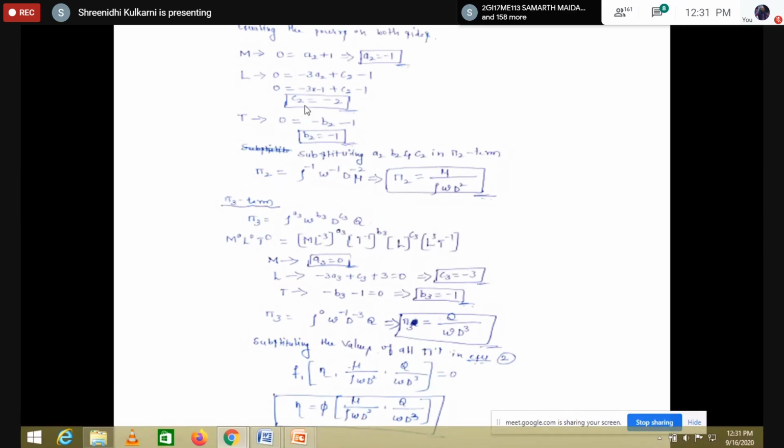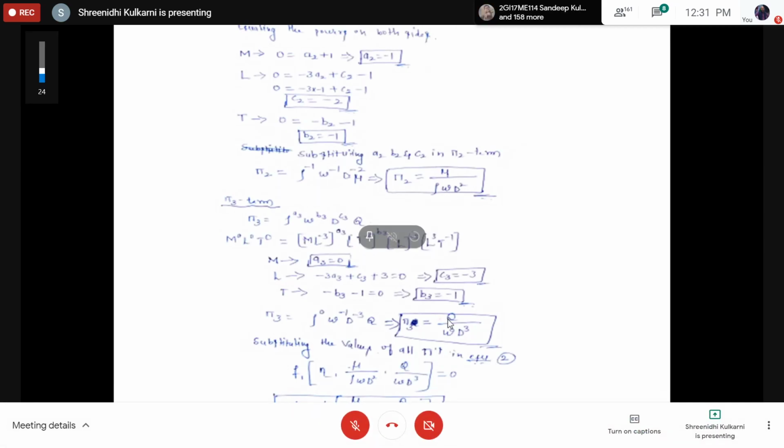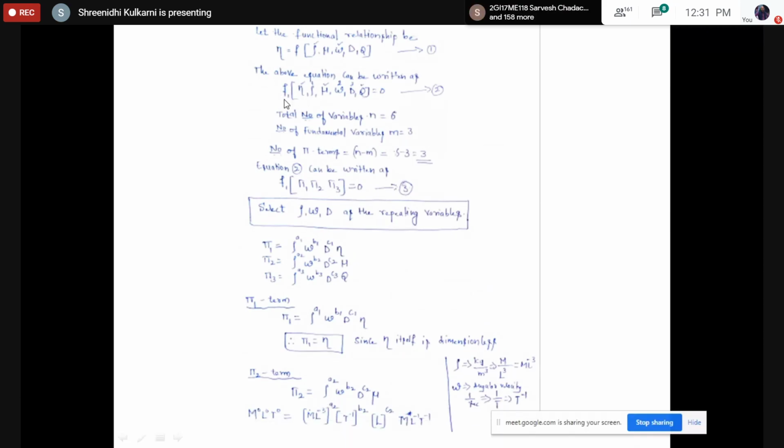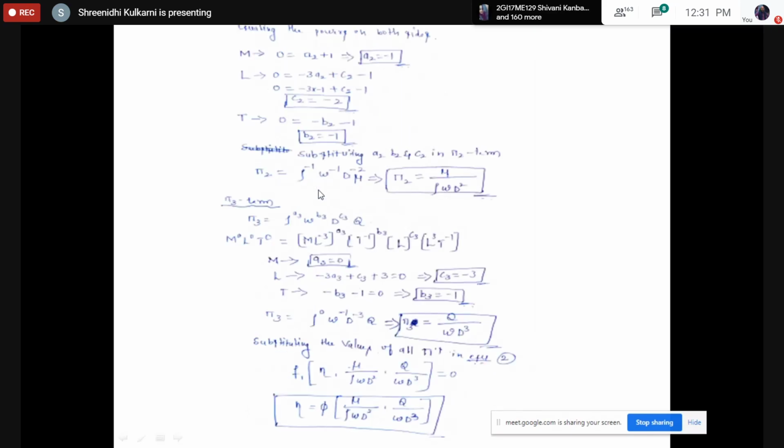Okay, so once we got pi 1, pi 2, and pi 3, these pi terms we have to substitute in equation 3. So what is equation 3 here? Function of pi 1, pi 2, pi 3 is equal to 0. So substitute all these pi terms in equation 3.